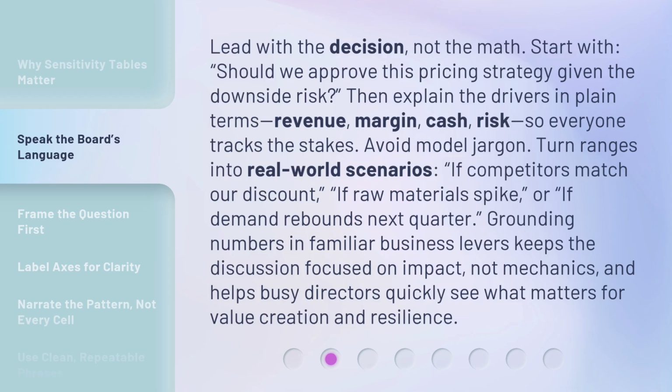Avoid model jargon. Turn ranges into real-world scenarios. If competitors match our discount, if raw materials spike, or if demand rebounds next quarter. Grounding numbers in familiar business levers keeps the discussion focused on impact, not mechanics, and helps busy directors quickly see what matters for value creation and resilience.